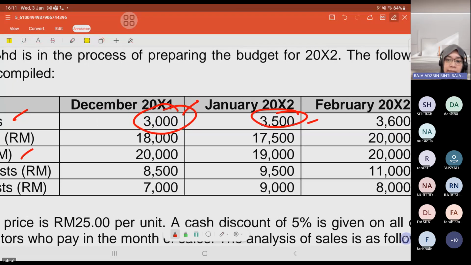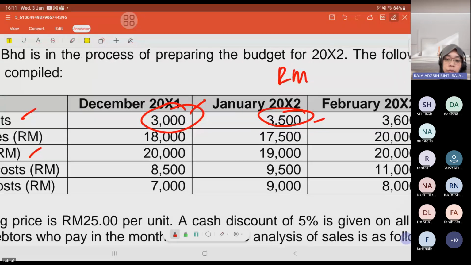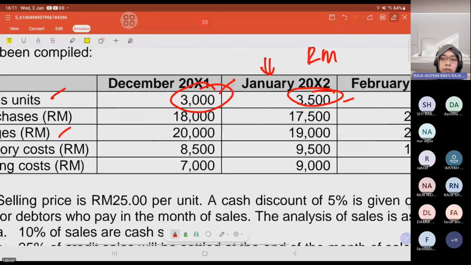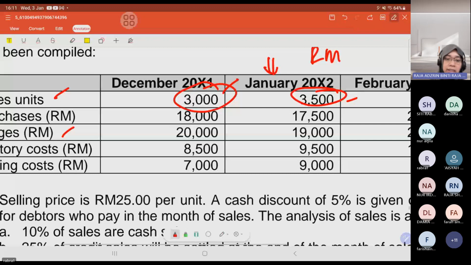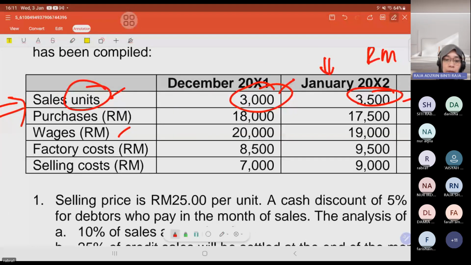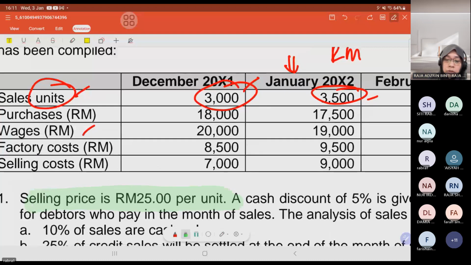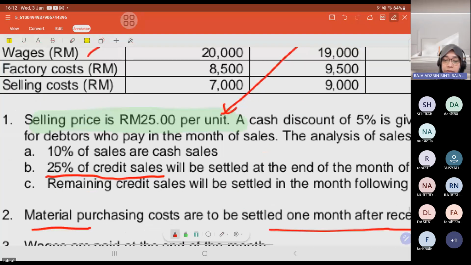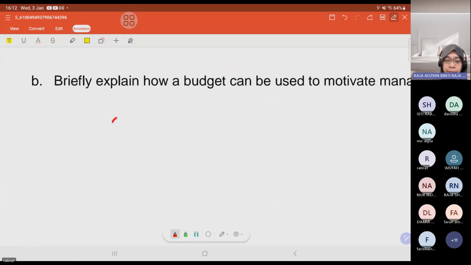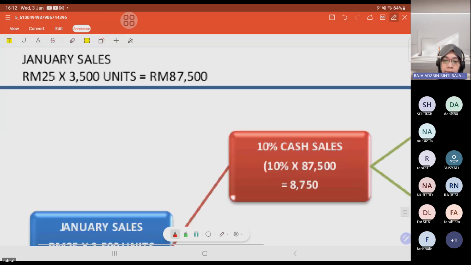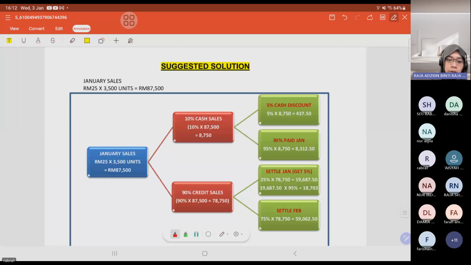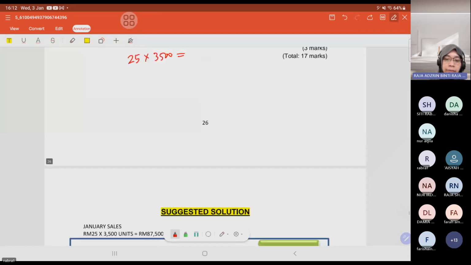Sebab when you prepare the cash budget, all in RM. So here I just show you an example, January 20X2. So for January 20X2, 3,500 units. Okay, and then macam mana how to convert that to RM? You are being given the selling price is 25 per unit. So if one unit is 25, and then you have 3,500, so 3,500 times 25. Sorry, sakit tekak. So 25 times 3,500. So you will get a certain figure. 3,000 mana tadi? So you will get 87,500. Setakat tu boleh ikut?